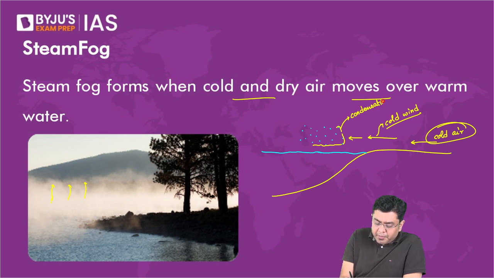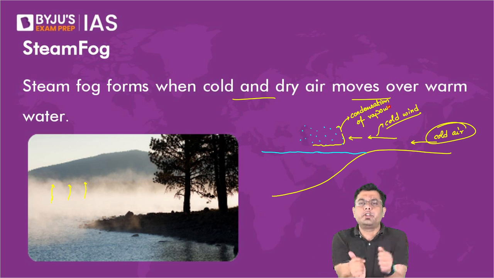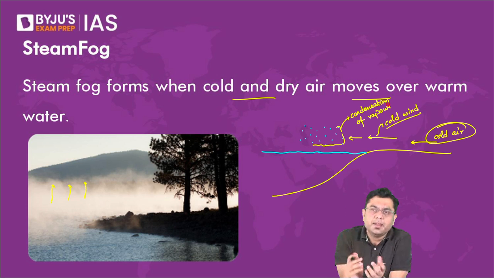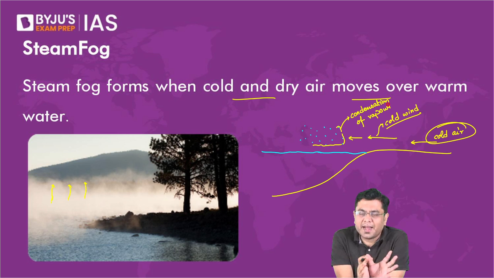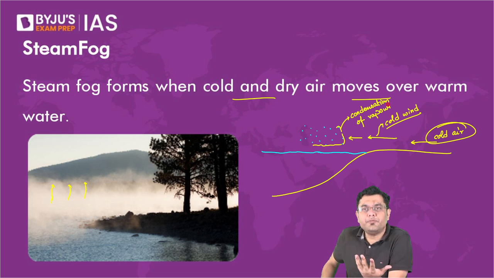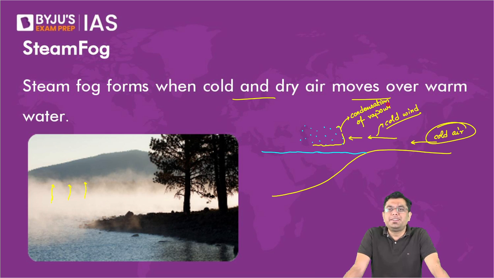Whenever you have evaporation happening, the vapor always gives you a visual appeal as if it is rising. That is why when it condenses in that state, it gives you an appearance of rising columns, which is referred to as steam fog. Okay, so that is what you observe in the case of steam fog.